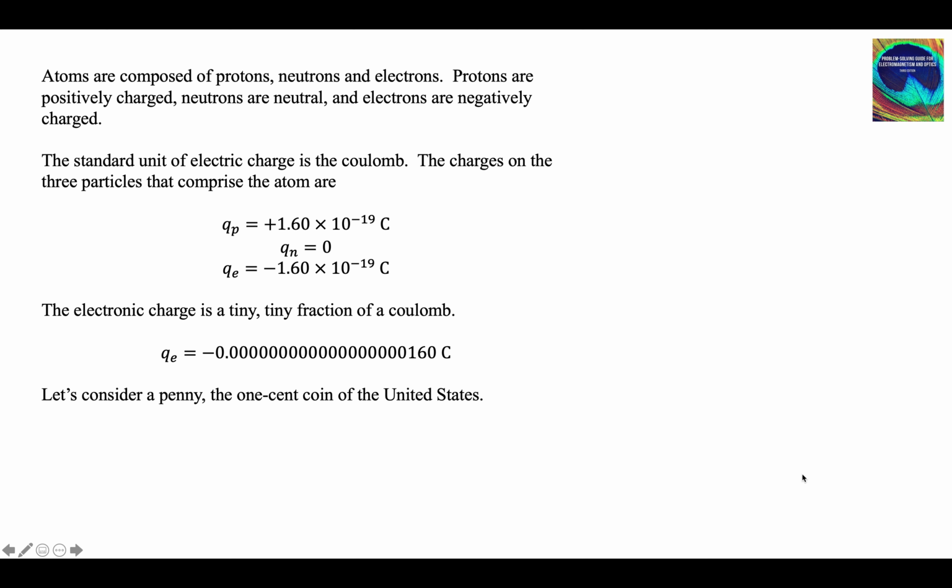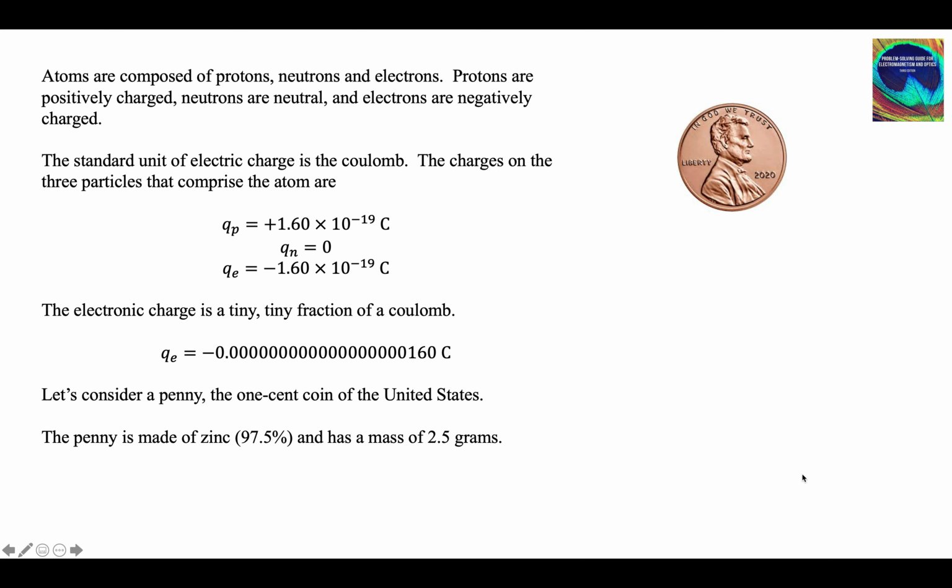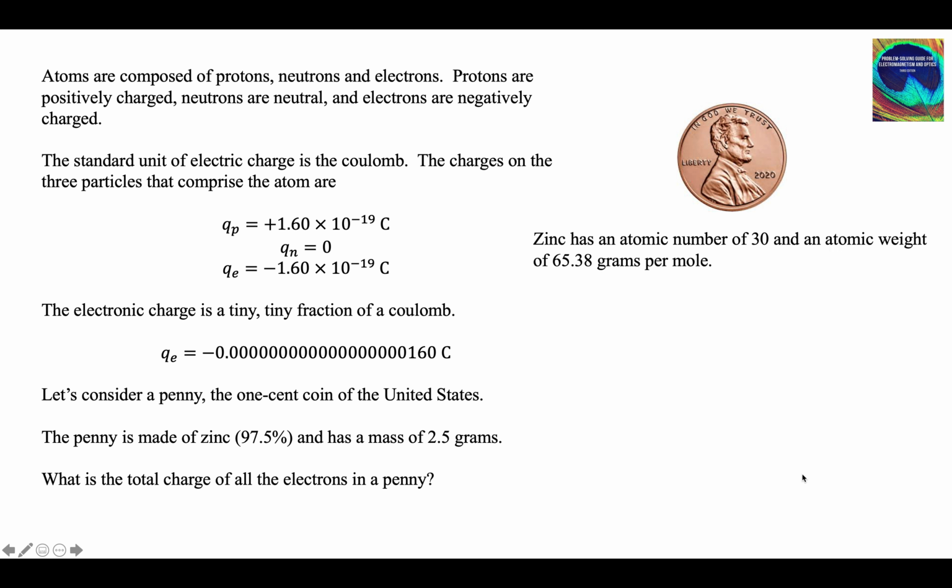To wrap our heads around the concept of charge, let's consider a penny. Pennies are made of zinc, primarily, and have a mass of 2.5 grams. Let's calculate the total charge of all the electrons in a penny. Zinc has an atomic number of 30, so 30 protons, 30 electrons, and an atomic weight of 65. We can calculate how many atoms are in 2.5 grams of zinc. The answer is 2.3 times 10 to the 22nd.